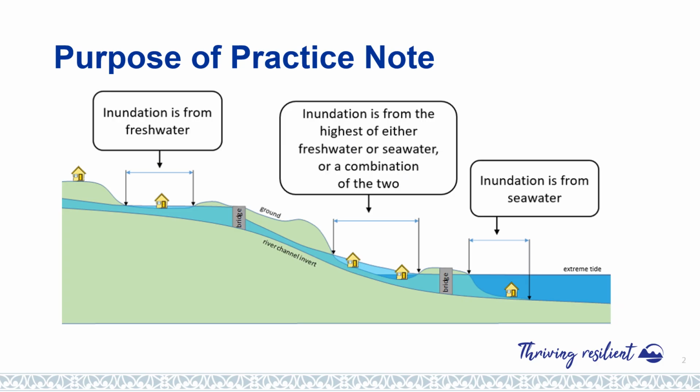The IPN is non-statutory guidance that provides the methodology to determine ground and building platform levels in areas subject to inundation hazard. The practice note looks at three different types of inundation: from seawater, freshwater, and in situations where the two might combine. A range of different development scenarios, such as subdivision, greenfield development, infill, and significant alterations are also considered. The IPN sits alongside the Land Development Manual, the Tasman Resource Management Plan, and the building consent process.